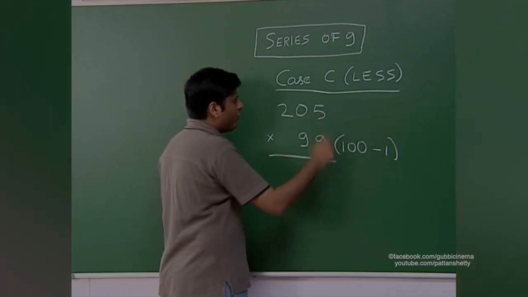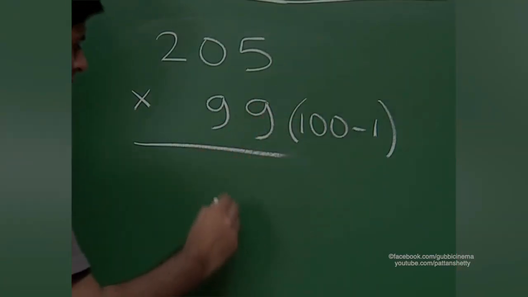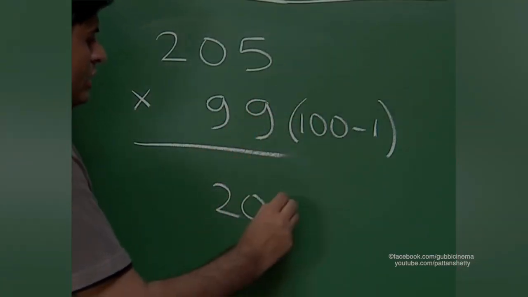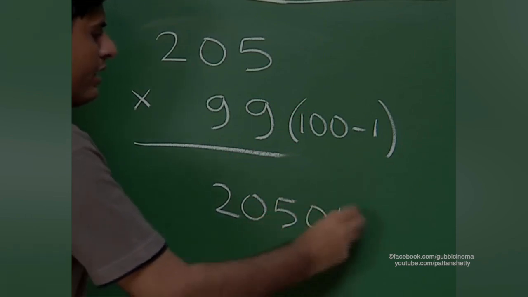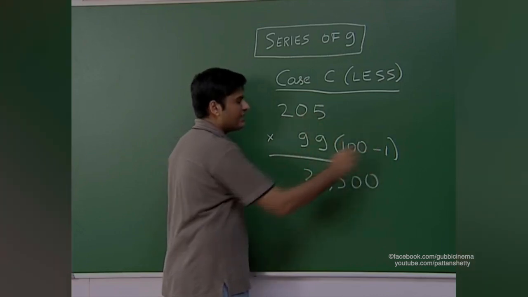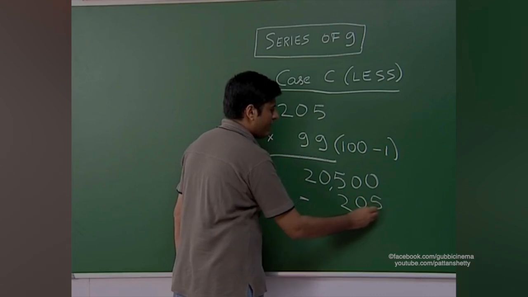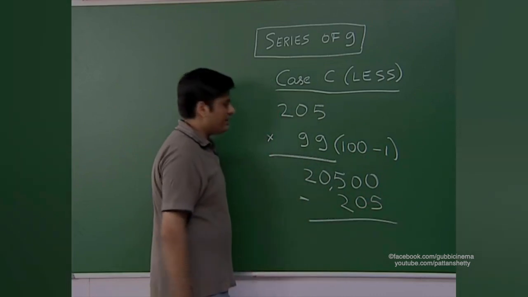So 205 multiplied by 100 is very simple. Just put 2 zeros behind this. So it becomes 20,500. And then from that we subtract 205 times 1, which is 205. And then we get the answer.